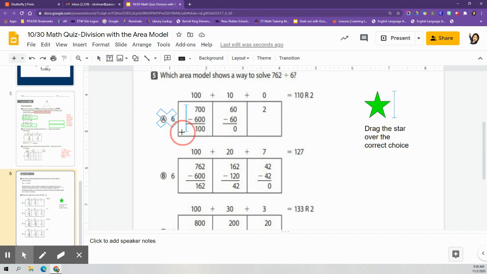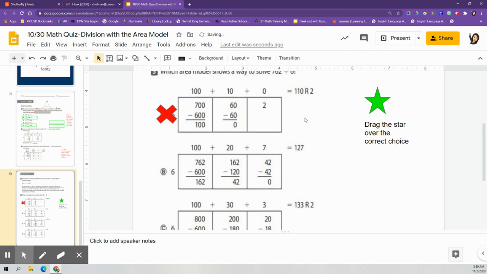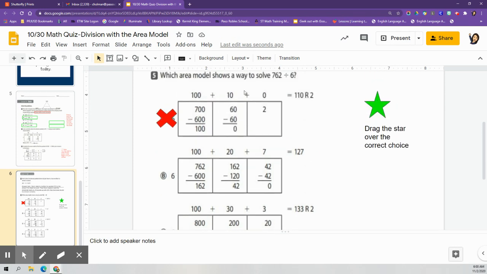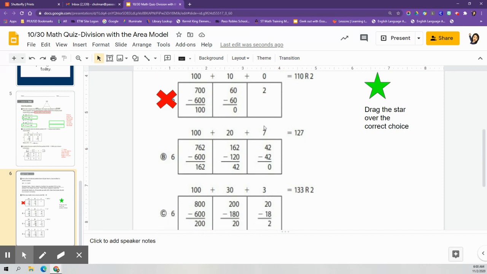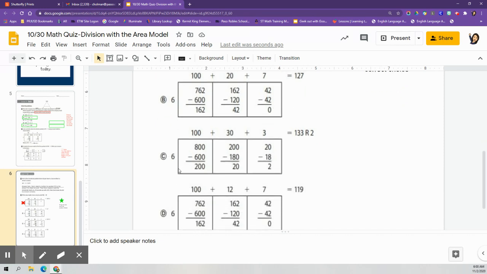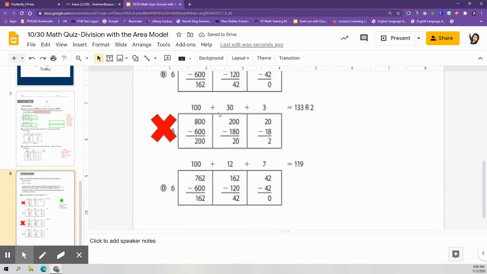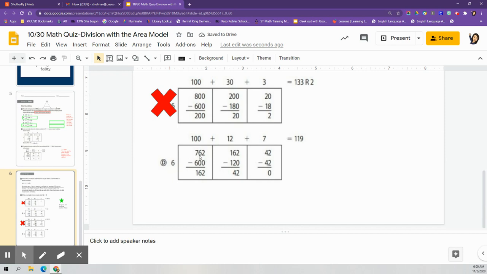So there's no way that one works. And then I look at this one, it starts with 762. So that I know could be an answer, 762 divided by 6. So this B could be one. Then I look at C and it starts with 800. So why would I start with my dividend of 800? That doesn't make any sense. So that can't be one either. So I know A and C are not one. And when I look at D, it says 762 divided by 6. So my choices are B or D.